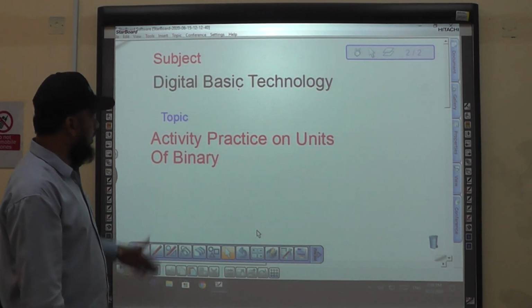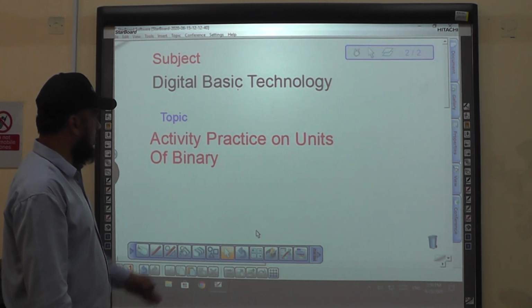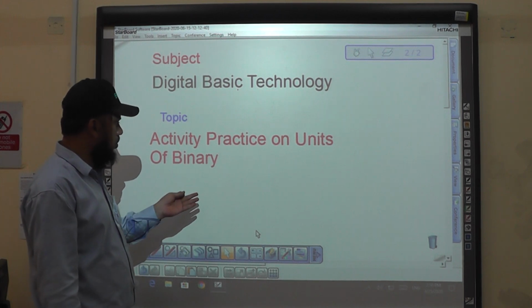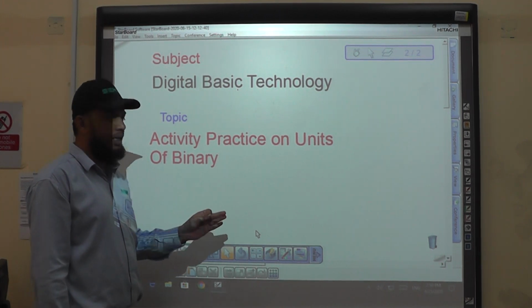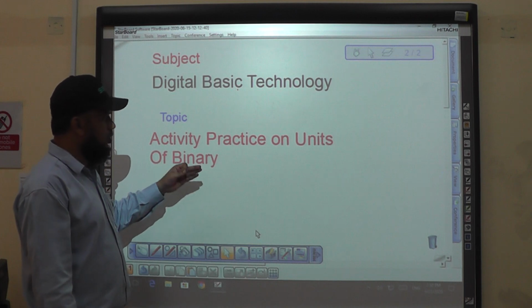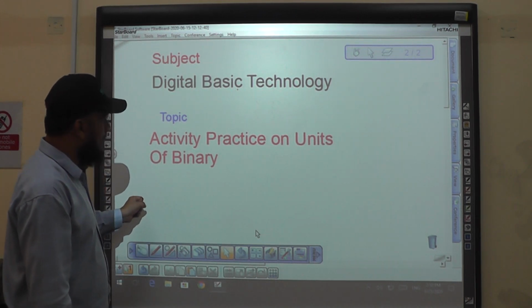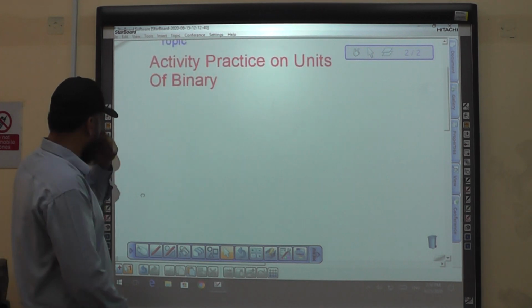Today I will tell you how to do this activity which was given to you in the last WhatsApp group. So please complete that activity. I will just show you how to practice it and how to solve the activity sheet. From the activity sheet, we will start.